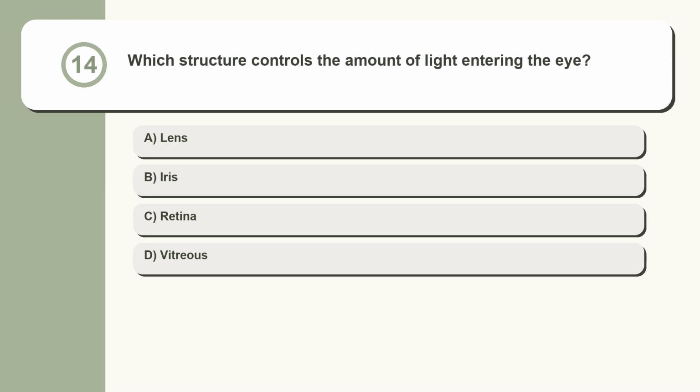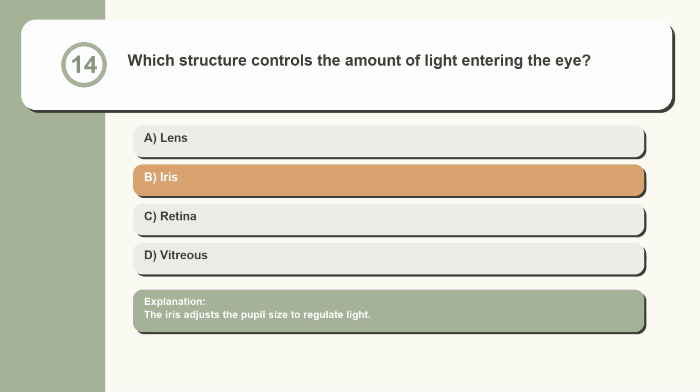Question 14. Which structure controls the amount of light entering the eye? Lens, iris, retina, vitreous. The iris adjusts the pupil size to regulate light.